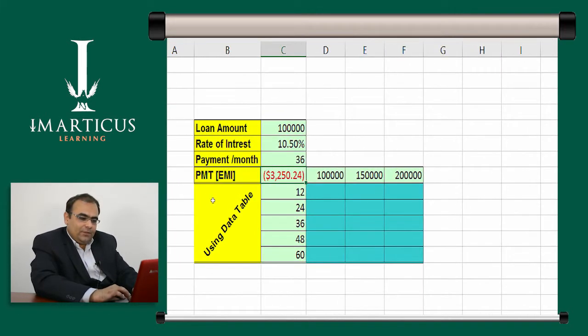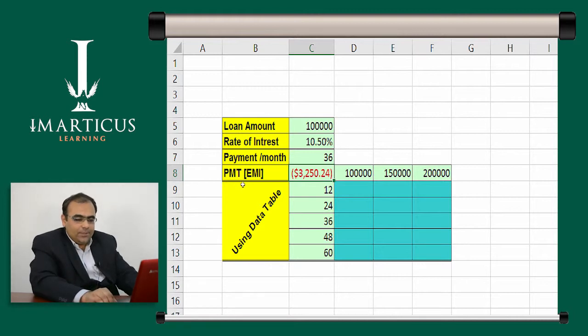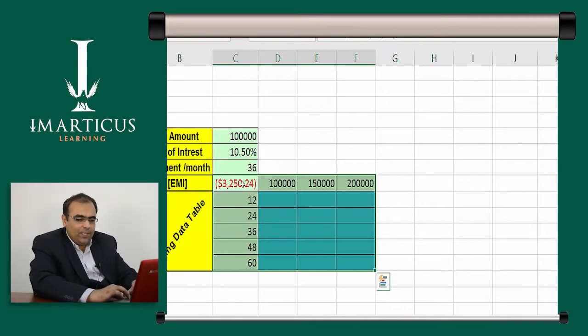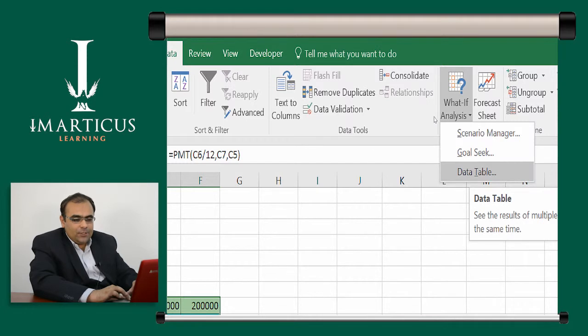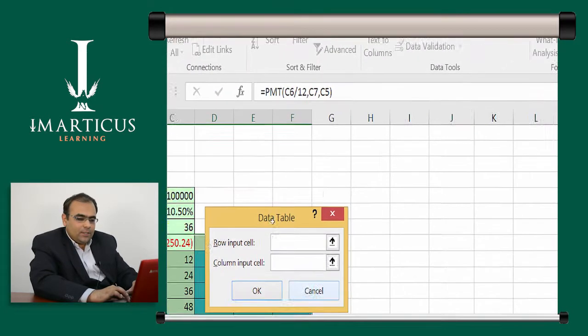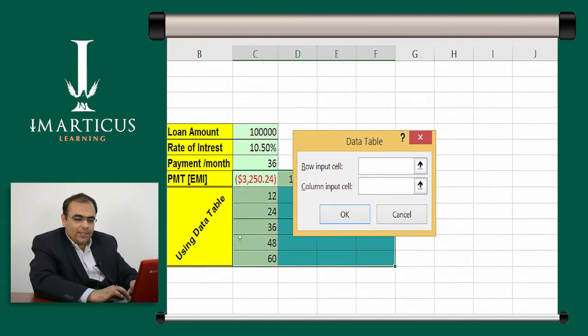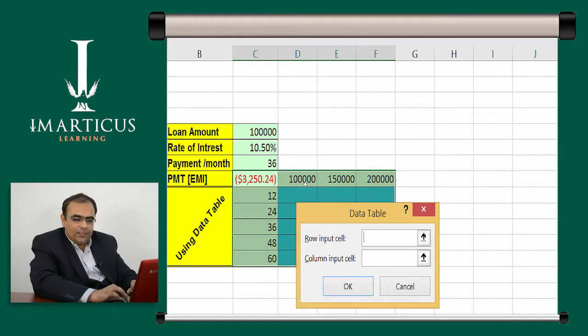I will start from this cell, the C8 cell, where I've got my initial PMT calculation done. Control Shift arrow right, Control Shift arrow down will select the entire table for me. I will go to data, I will go to what if analysis, and this time let's use the data table feature. Okay, so I click on data table, it says row input cell, right? Now in this example, the first row of the table consists of various loan amounts, these figures like the 1 lakh and the 1,50,000, the 2 lakhs, right? So it contains various loan amounts. And because this field says row input cell, I will have to select only one loan amount here.